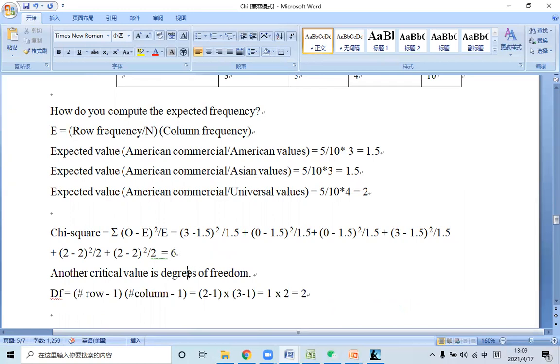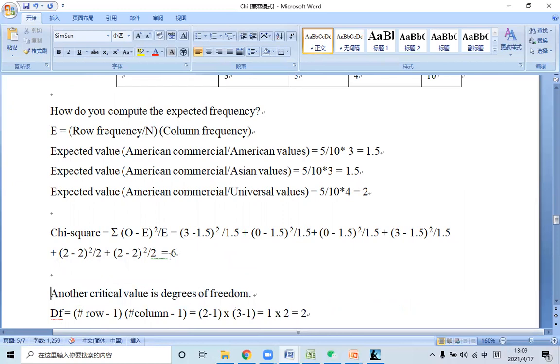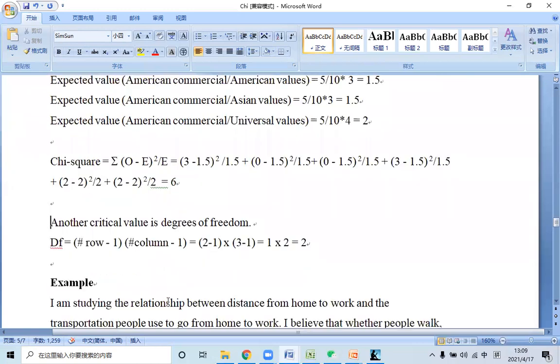And then you want to get the critical value for comparison. Is a 6 large enough? Is the chi-square of 6 large enough for you to reject the null hypothesis? Again, you need the table. You need to go to the chi-square distribution table to find out.